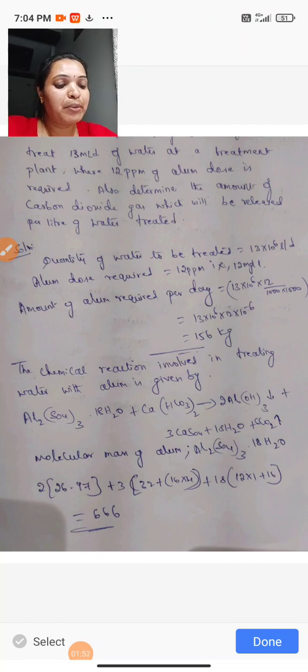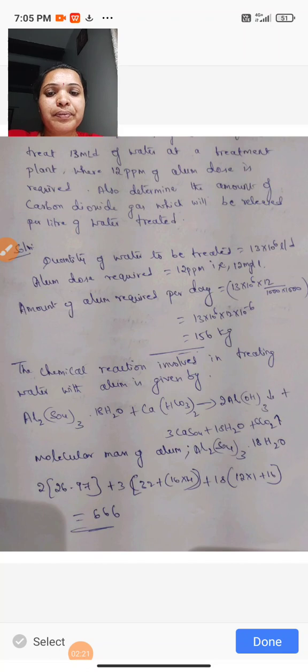So where a 12 ppm alum dose is required, also determine the amount of carbon dioxide gas which will be released per liter of water treated. How much carbon dioxide will be released, we have to find out. So for that, what is the alum formula?